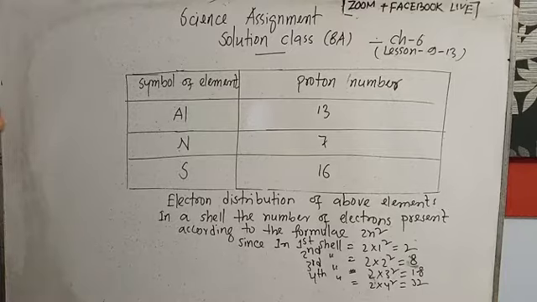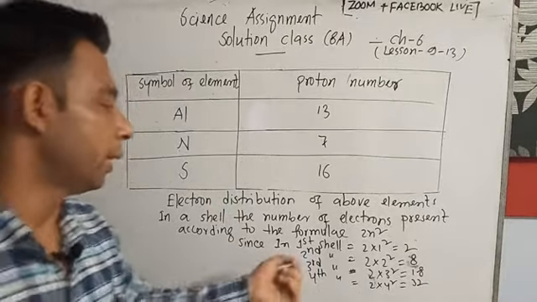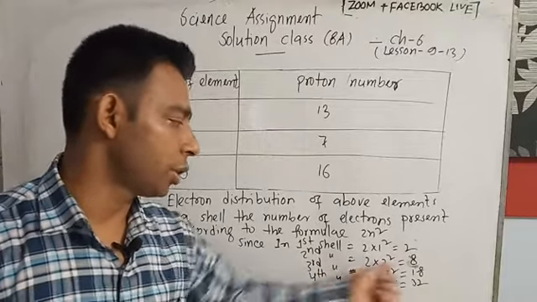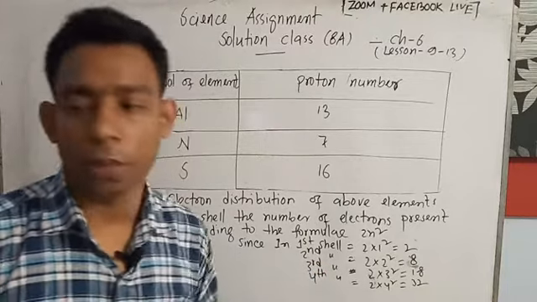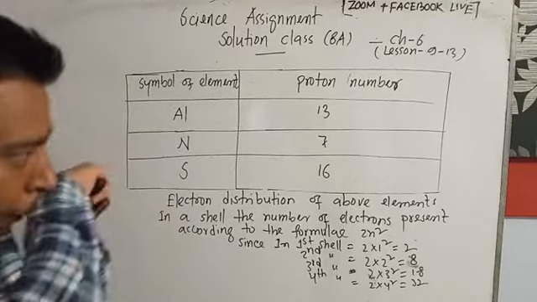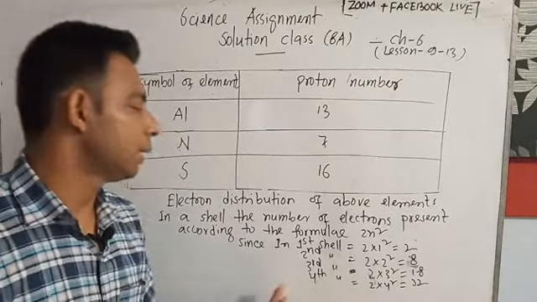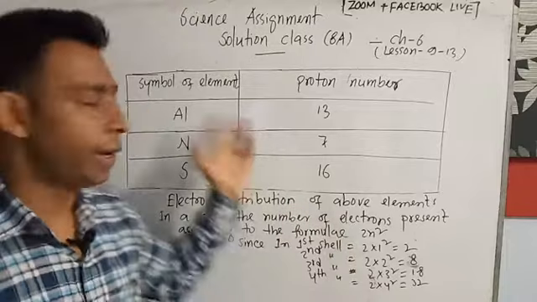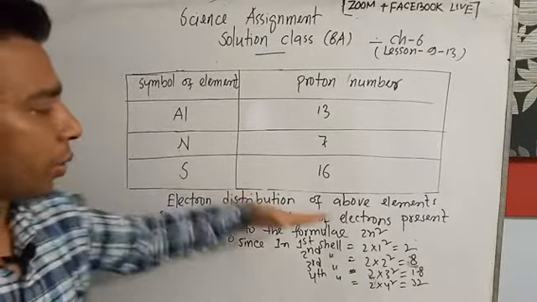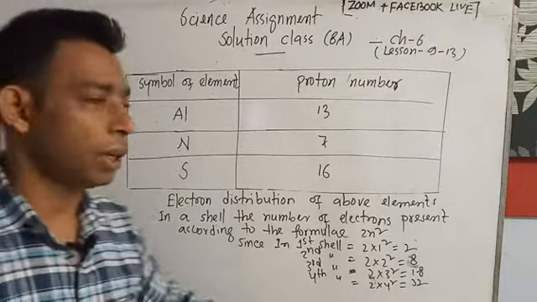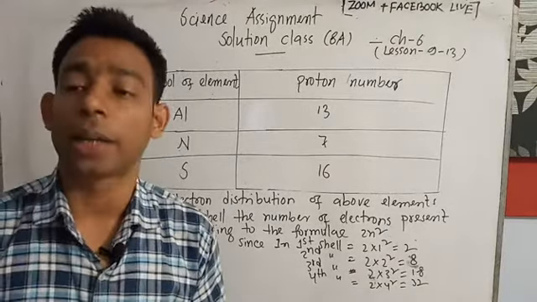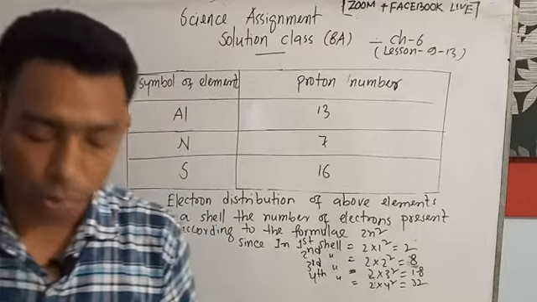The number of electrons found in the first shell is 2, second shell 8, third shell 18, fourth shell 32. Okay, so this is the way. First we find the symbols of the elements, then we find the electron distribution, then we find how many electrons are in each shell, because it is to be instructed there. In this way you are going through the assignment.